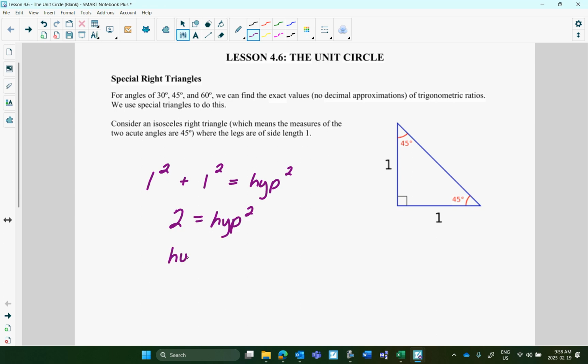Therefore, the hypotenuse is going to be what? The square root of 2. But remember how we work with radicals now? If we can't take them exactly, we leave them, unless we can simplify them by finding the highest perfect square, but there's no highest perfect square. So if we have, and I'm going to call it a 45, 45, 90 right triangle, where the legs are 1, the hypotenuse must be root 2.